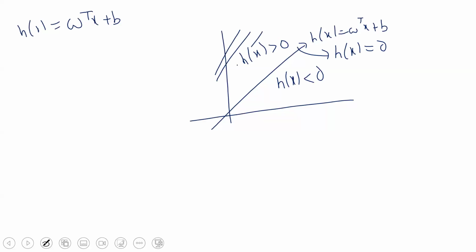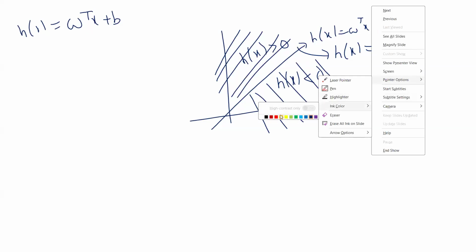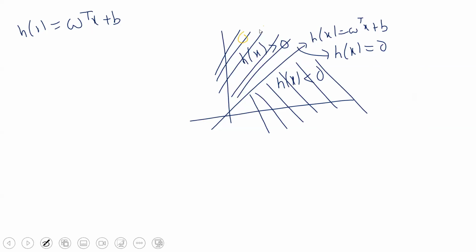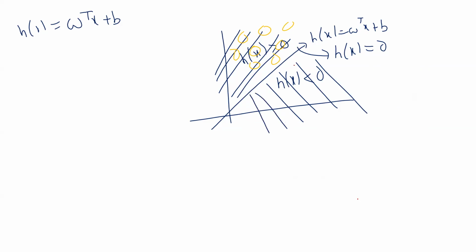So every point above this line has h of x greater than 0. Every point below this line has h of x less than 0, right? So let's suppose if you want to highlight them, these are one set of data points, I mean one set of class, and on the other side you will have the other different class points, right? That is what all this is about. This hyperplane is actually trying to find out the separation between these two different classes.